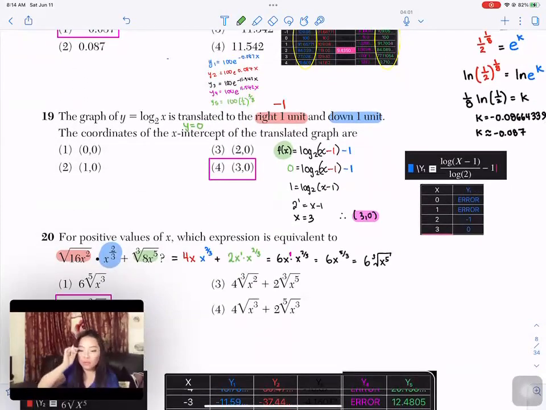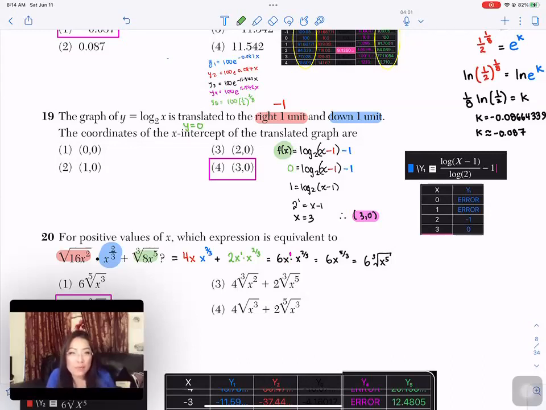Translation, when you're looking at translation and they want to do a right 1 unit, remember that I said it's on the inside, it's the opposite of what you think it's going to be. So it's going to be -1, and down 1 means -1. So the correct answer is, well, it's log base 2 of x minus 1 equal -1.